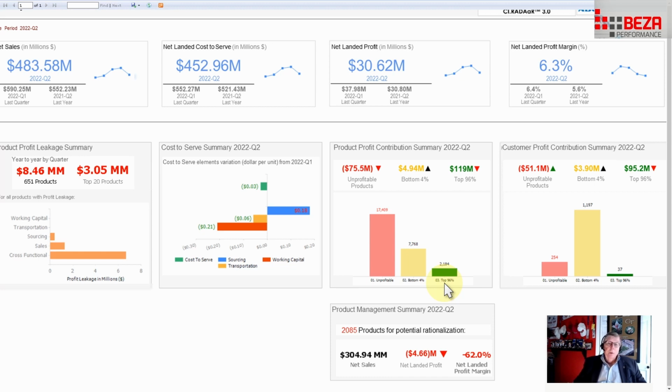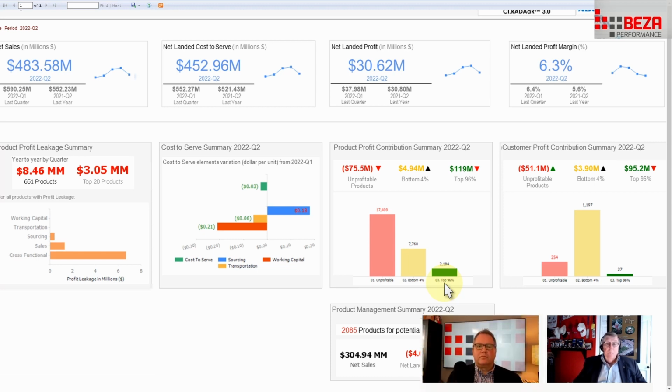So that's a really good snapshot to tell us we've got more opportunity here from products. And you can see the same for customers. You've got 254 unprofitable customers. You've got 1,100, 1,200 that are marginal, producing only 4% of your profit. And you've got 37 customers that are giving you 96% of your profit. So it's a great way for the users and the executives to have that snapshot. How well are we doing?